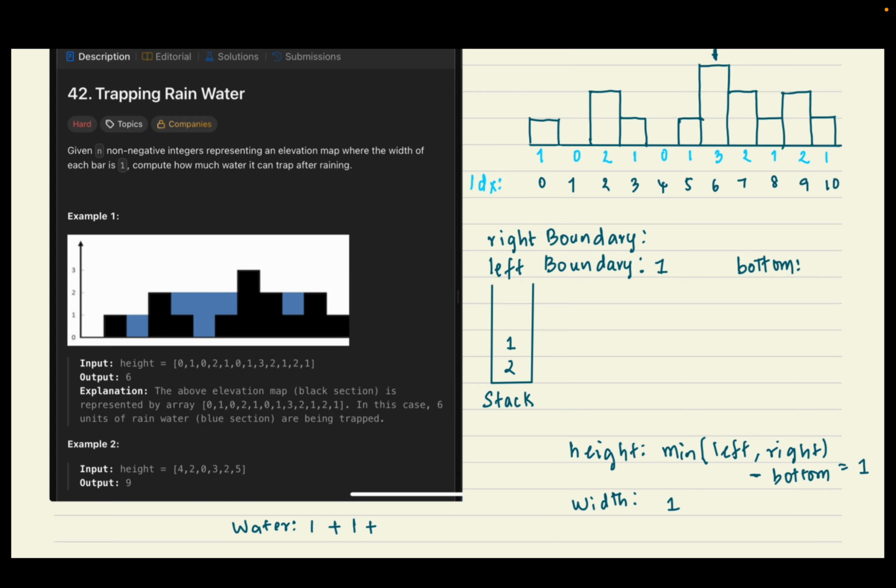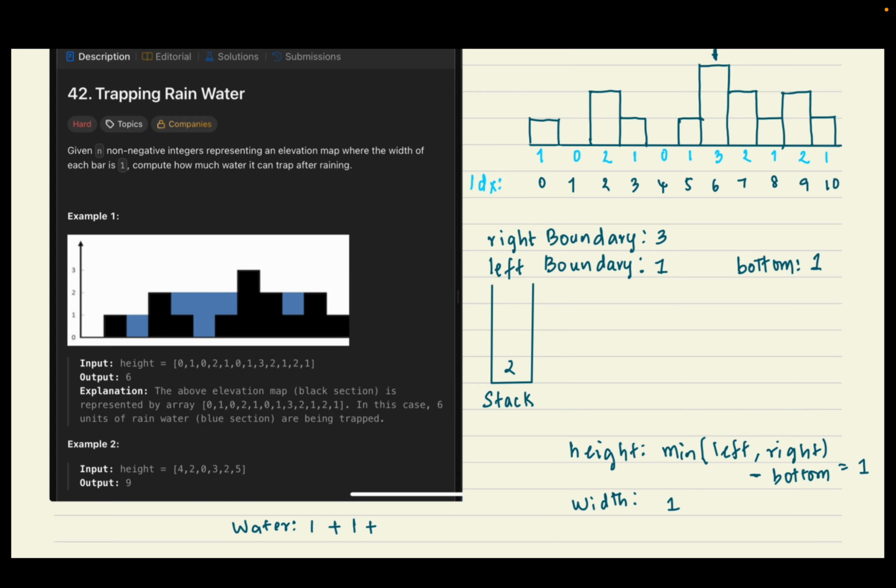So I will be popping 1 and it will be my bottom, and my right boundary will be 3. And what is the left boundary? The left boundary is the top of the stack, which is also 1. So the minimum of left and right will be 1 and the bottom is also 1. That means the height is 0. I cannot store any water here. Now I have processed 1, right? I will be taking 1.